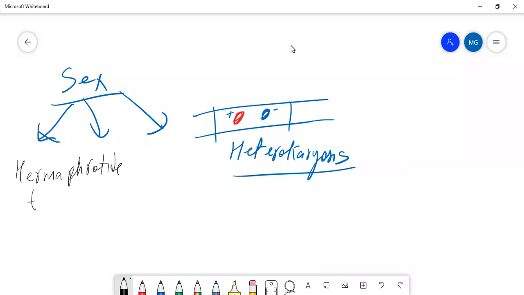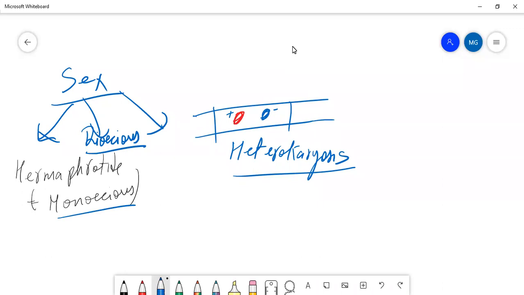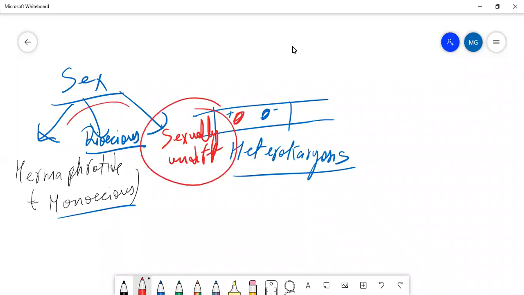Hermaphrodite is sometimes also called monoecious. The second category is dioecious. The third category is sexually undifferentiated. So on the basis of sex, we can classify fungi into three types: monoecious, dioecious, and sexually undifferentiated.